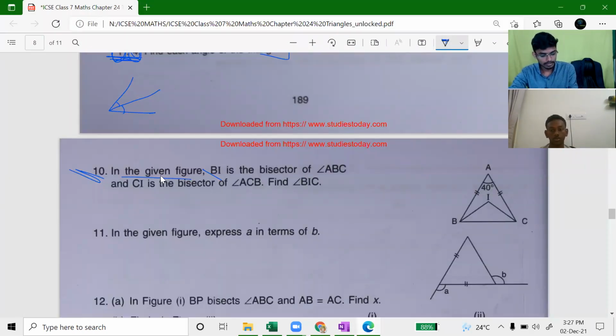In the given figure, BI is the bisector of angle ABC. So if this is a bisector, then this angle will be equal to this angle. Any doubt till here? No, sir. Even for C, CI will also be the same.